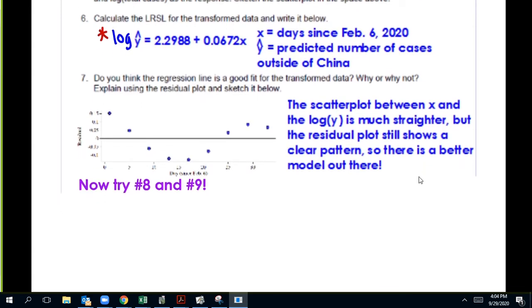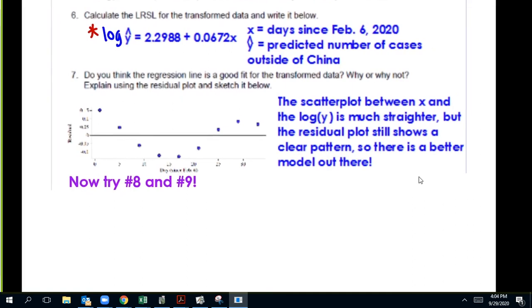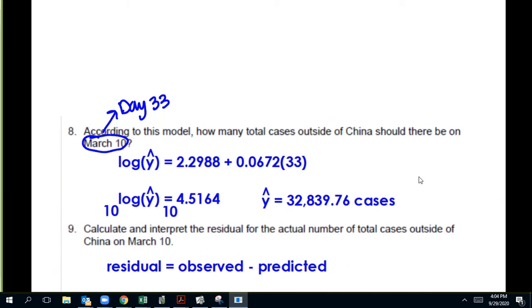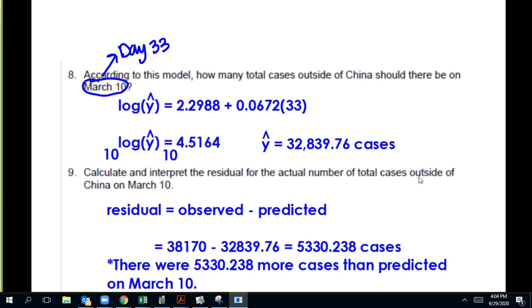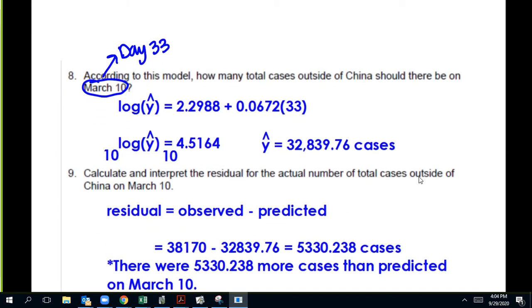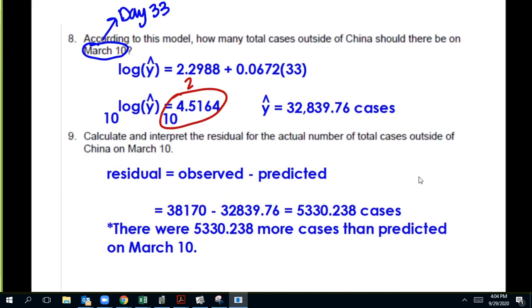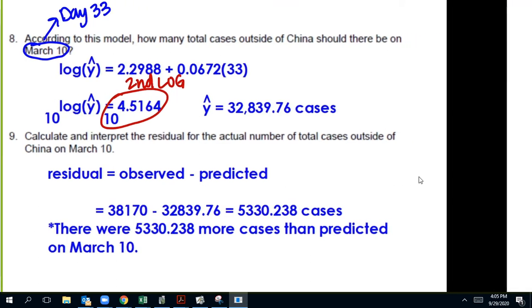I wanted to tell anyone that cares about that kind of stuff what the real model was for this exact set of data. Okay, then here to solve, you hit second log. Second log is one way to get that. And then our predicted cases were 32,839. You guys know residuals already, so we're not going to debrief that.